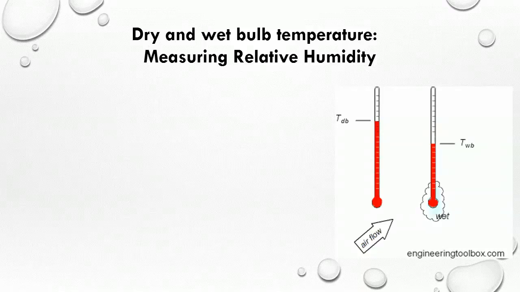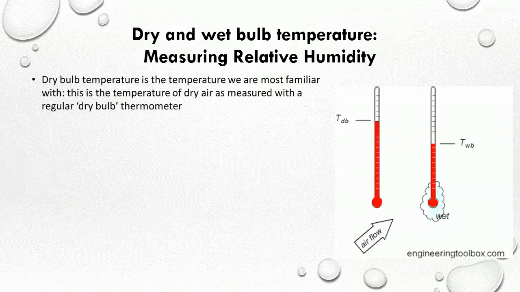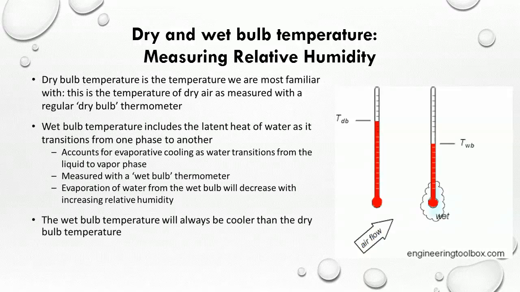In order to measure relative humidity, we need both the dry bulb and wet bulb temperature readings. The dry bulb temperature is the temperature we are most familiar with, and is a measure of the dry air temperature as measured with an ordinary dry bulb thermometer. The wet bulb temperature is measured using a thermometer with a wet gauze wrapped around the bulb portion. This allows for the consideration of evaporative cooling on a stream of air.